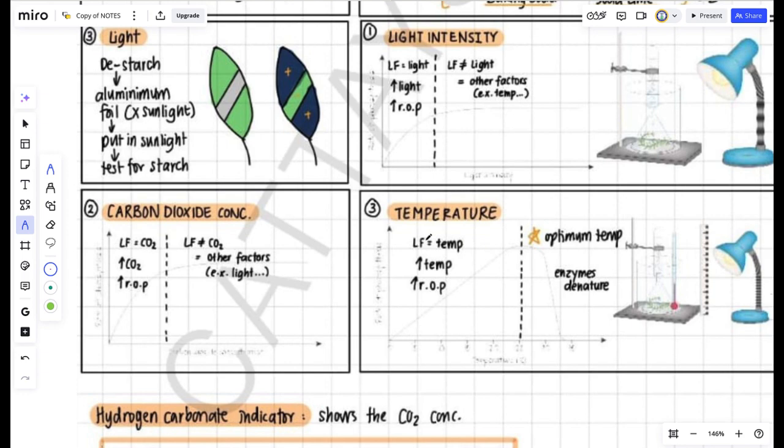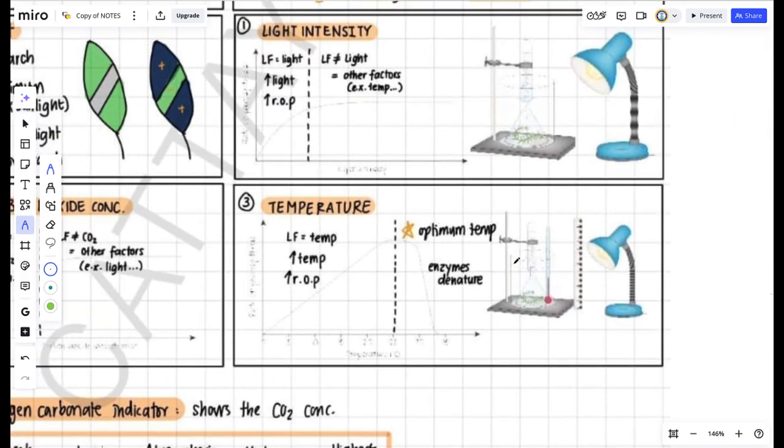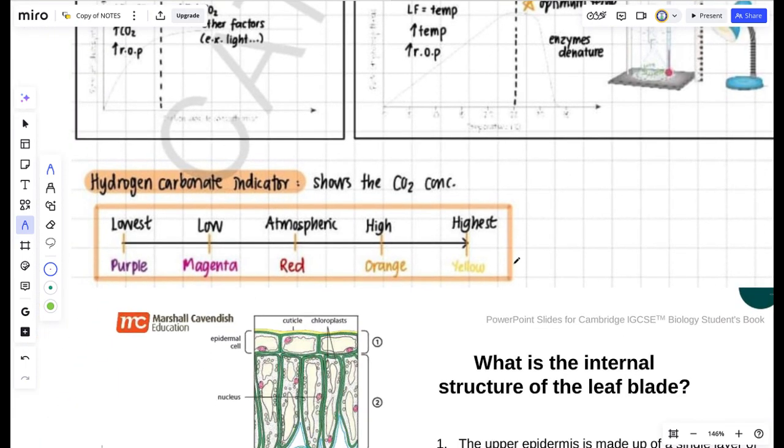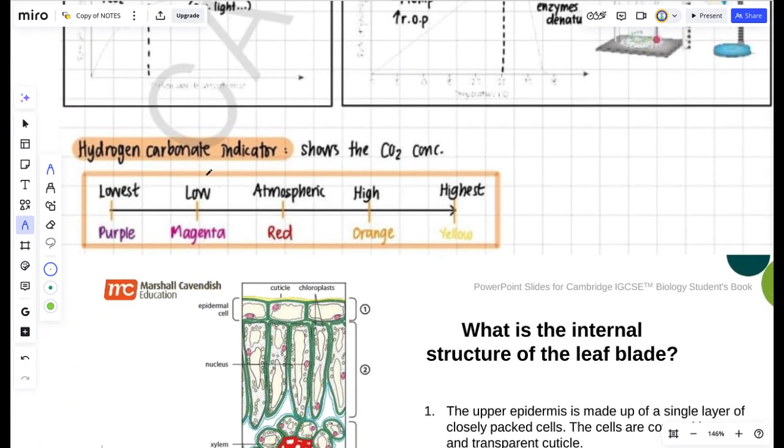We talked about temperature as a huge factor for photosynthesis. And then we talked about hydrogen carbonate indicator. This is an indicator to show the CO2 concentration, the presence of carbon dioxide. Hydrogen carbonate is an indicator to show if there is carbon dioxide in a given solution.